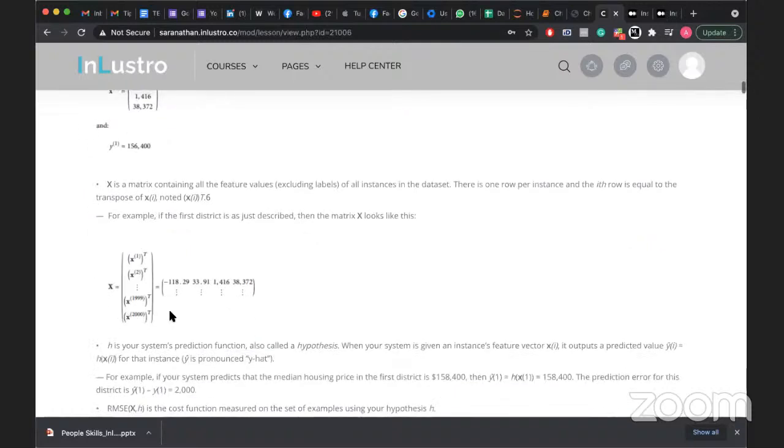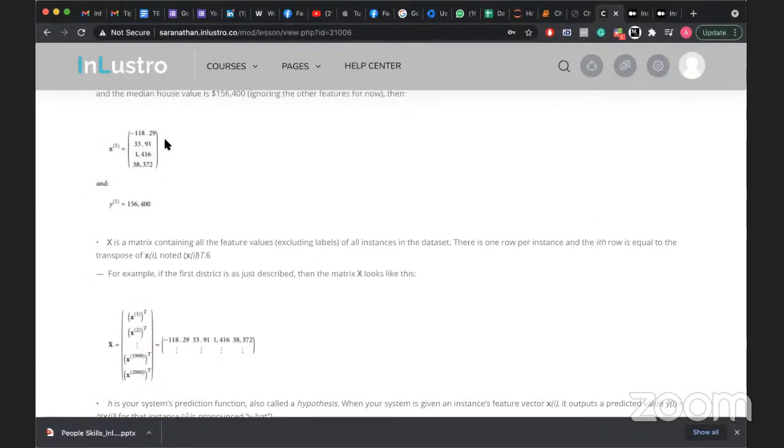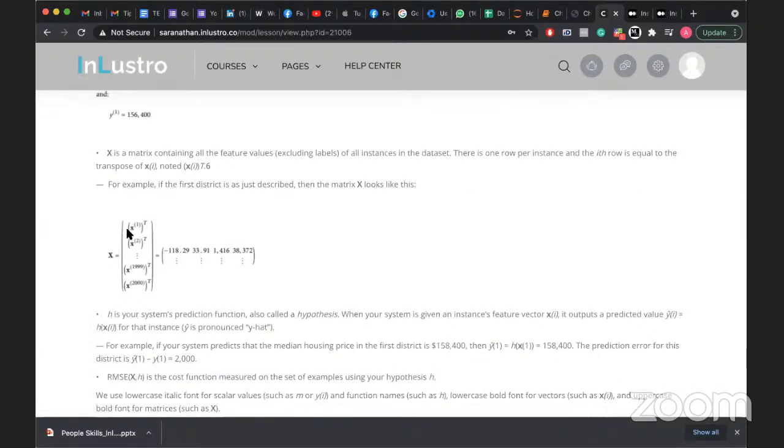So let's look at how this matrix is structured. So X matrix, it is a vertical matrix, whereas capital X is going to be a transpose of all the vertical matrices. So it is going to be minus 118.9, 33.91, 1,416, 38,372. Instead of appearing in the first column, it appears in the first row, right? Because the transpose means switching the row and the column.